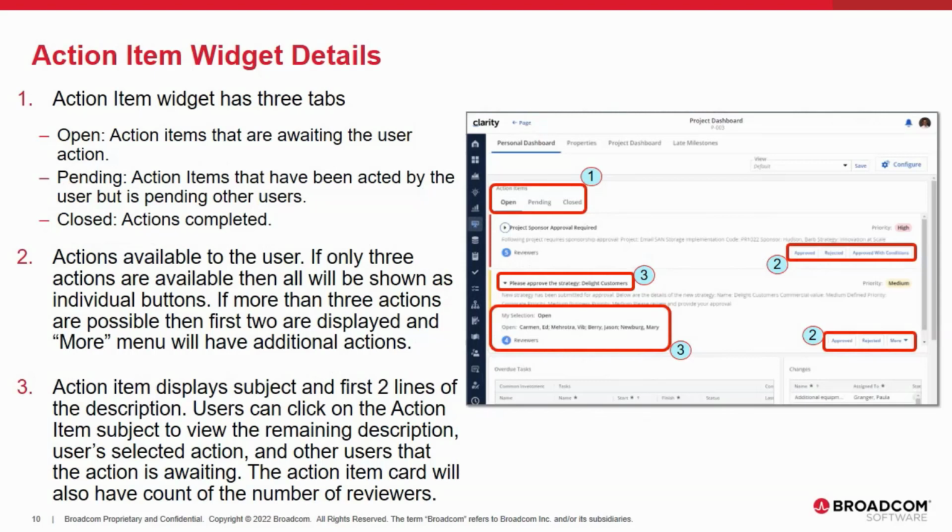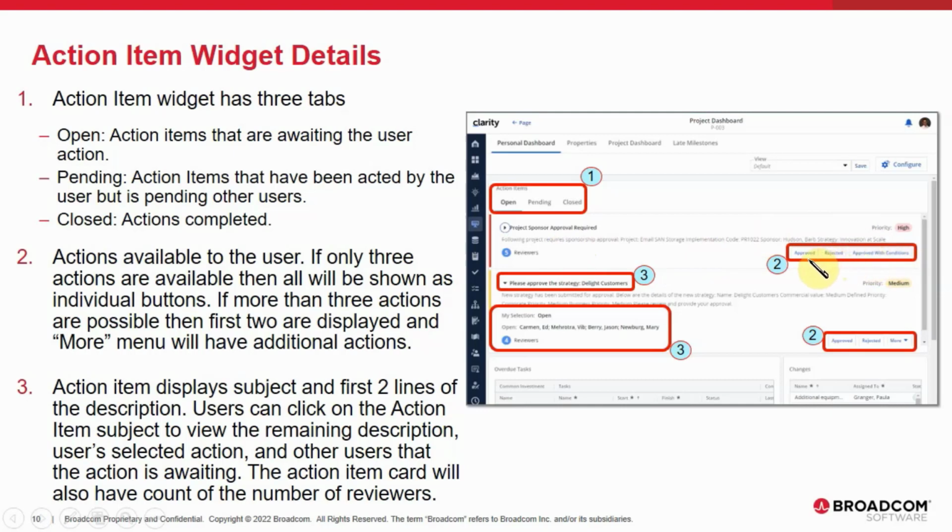The actions that are available to the user for a given action item will also be listed along with the action item details. As in the screenshot, I can see that there is an action item that is assigned to me, and here are the actions I can take against it. If the action item has only 3 actions that the end user can take, then all 3 of them will be listed along with the action item, and the user can click on them to act on them.